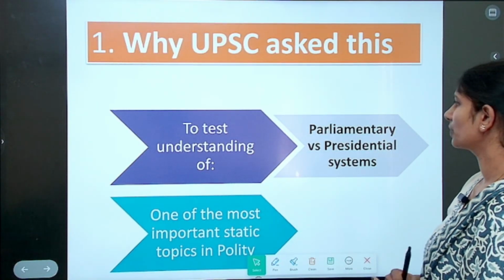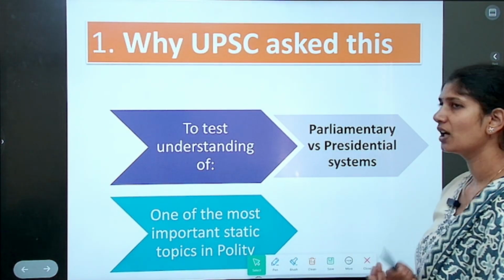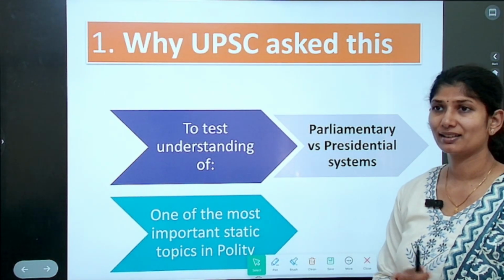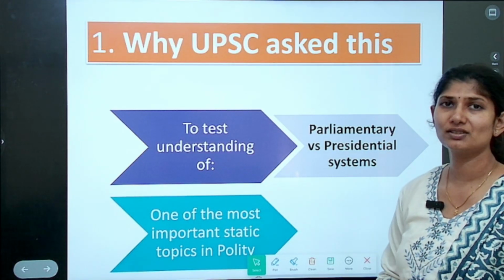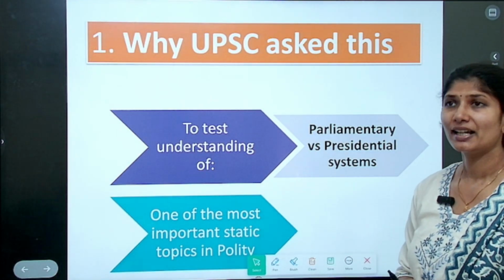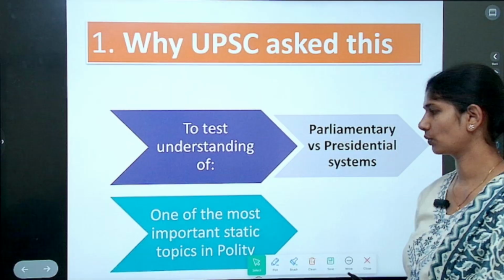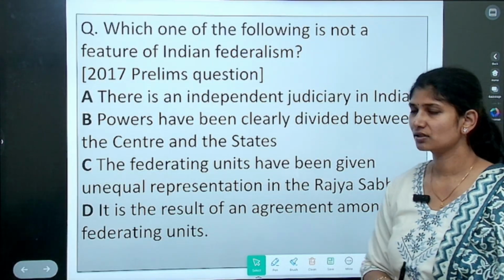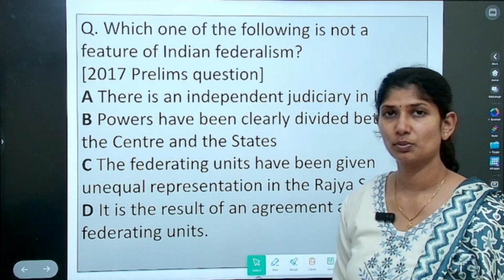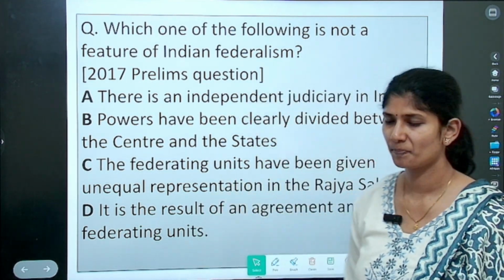So why did UPSC ask this question? Simple, to test the understanding of your parliamentary and presidential forms. Like I told you, comparison based questions are easier to confuse, and once you master and understand the topic, it's also easier to crack these questions. These questions are very important, especially in your polity, both prelims as well as mains.